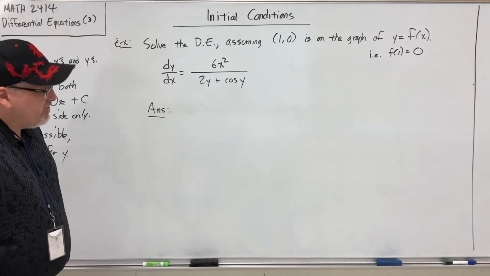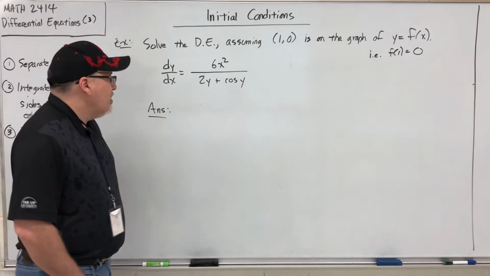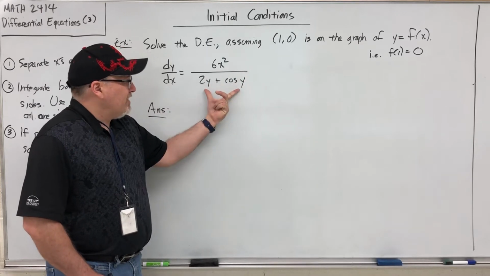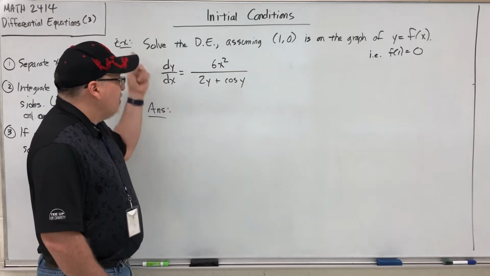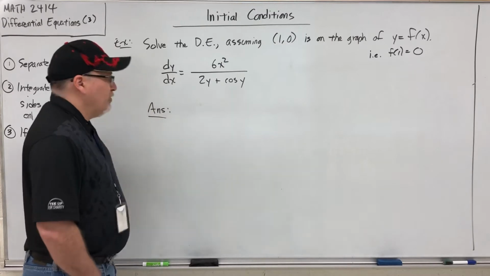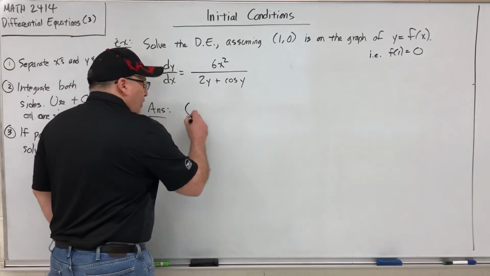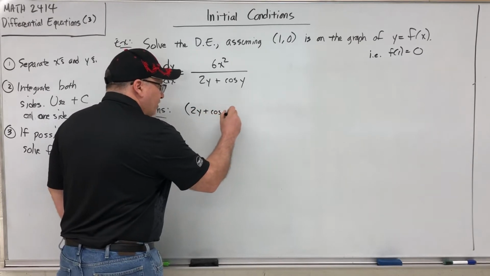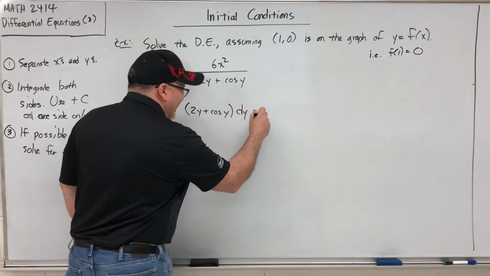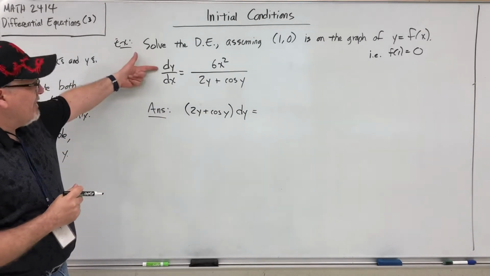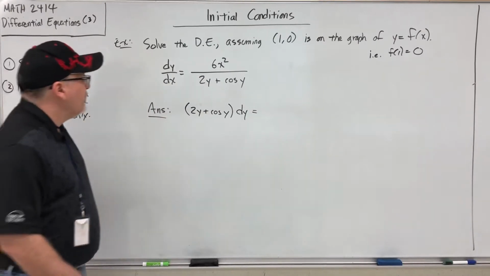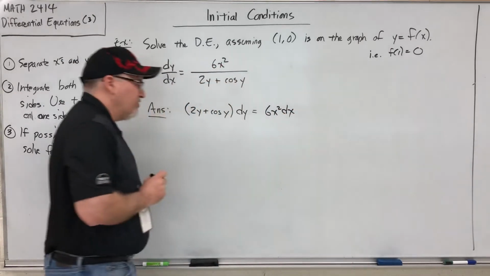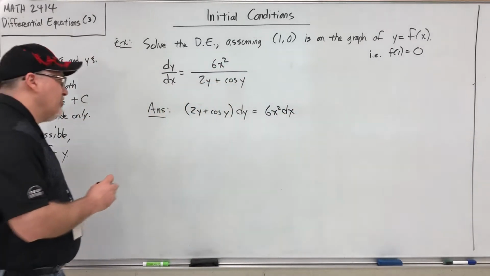We could separate it the same way we did in the previous video by multiplying both sides by dx to put it over here, and by multiplying both sides by this denominator to put it over here. Equivalently, you can think about it as cross-multiplying. But either way, when we separate, we're going to get (2y plus cosine y) dy on one side. We'll put it on the left since the dy is already over there in the numerator. And on the right, we get 6x squared dx. So the separation wasn't that hard there. Now we just have to integrate.